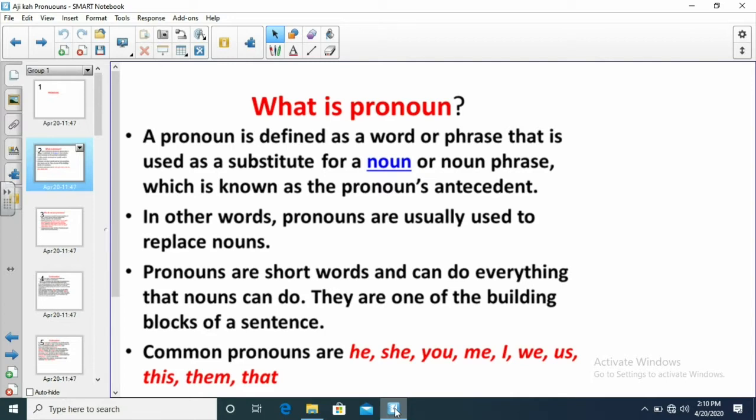Who can give me examples of pronouns, or the most common ones? The most common pronouns are Mariama, good, he, she, you, I, we, us, this, them, and that. Brilliant. That's good. These words she has just given are the most common pronouns.